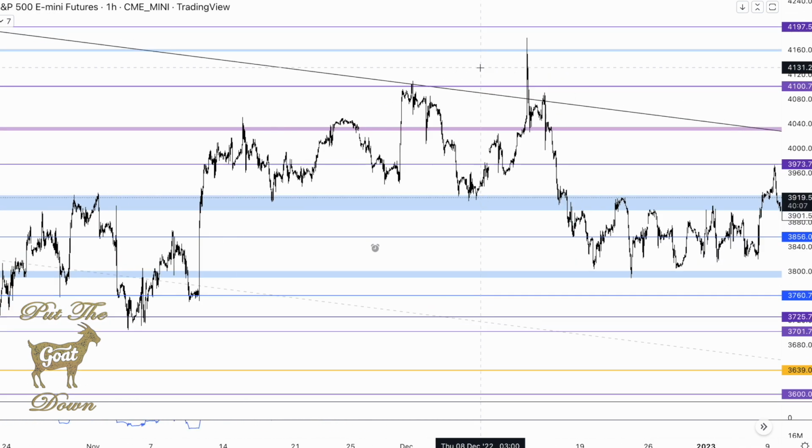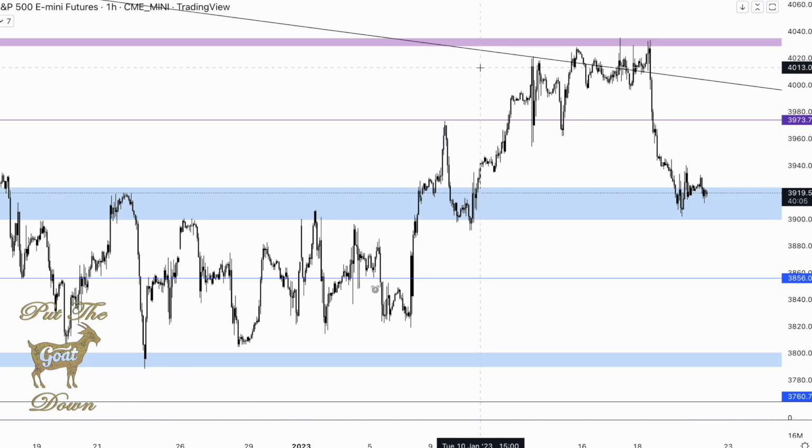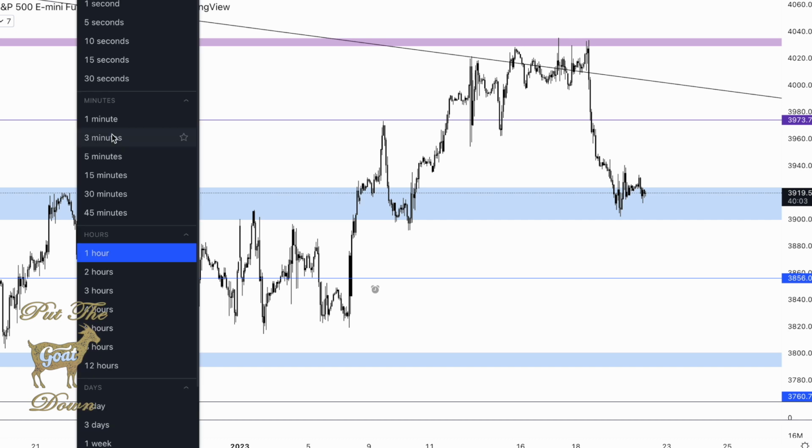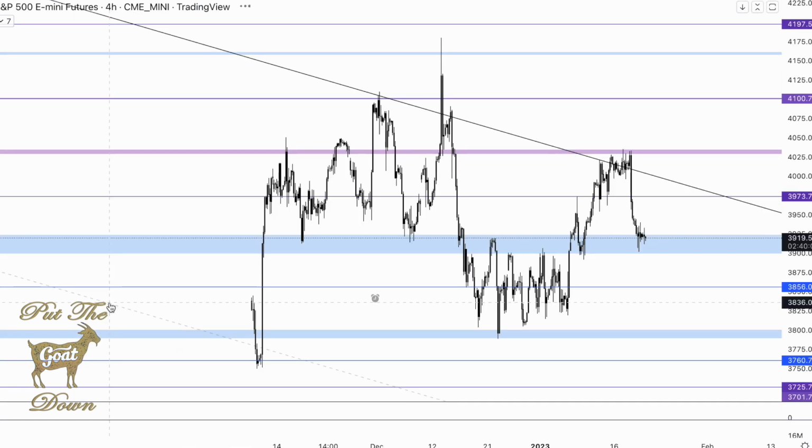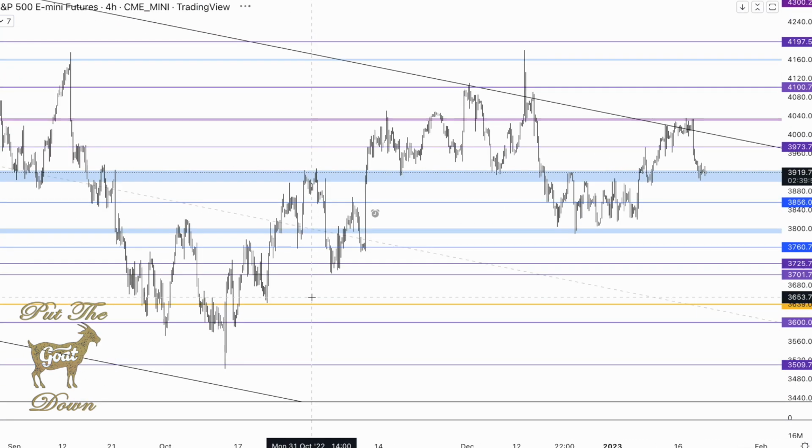So let's take a look and see what are we looking for, right? You can do supply and demand levels at any time frame. You'll hear people say there's a 4-hour supply or a 1-hour supply.